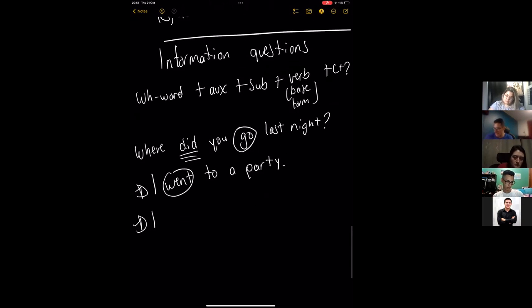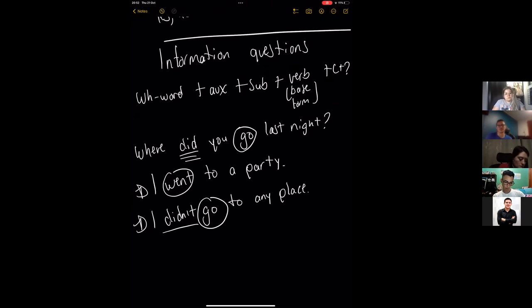If the answer is negative, then it is the same. For example, I didn't go to any place. So since it is negative and I am introducing the didn't, the verb will remain as go because of the didn't. Questions? Okay, when it is negative, didn't is included all the time, and the verb stays the same. Exactly, in the base form.